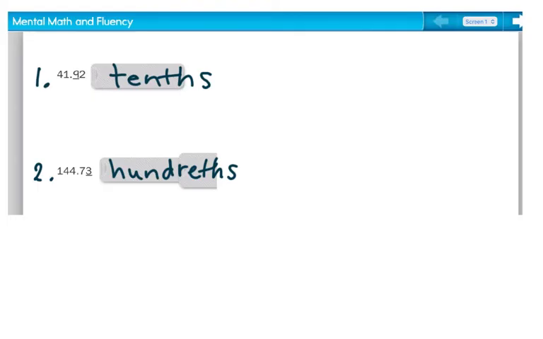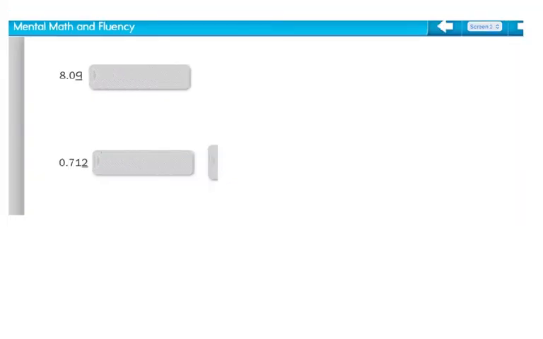All right, go ahead and erase your whiteboard and let's try 2 more. How would you read number 1? Go ahead and read it out loud. 8 and 9 hundredths. Say it. Number 2, how would you read that one? Say it out loud. 712 thousandths. Go ahead and write what place value the 9 is underlined and the 2.